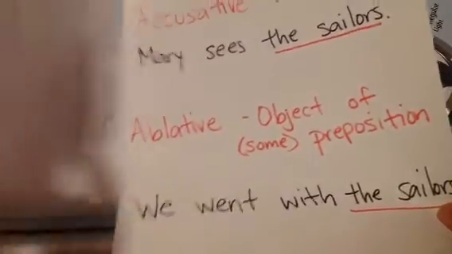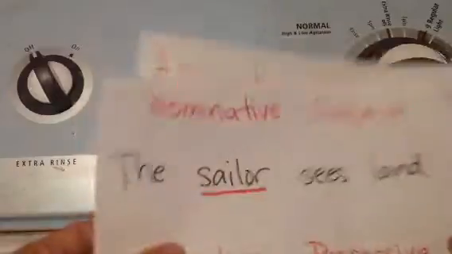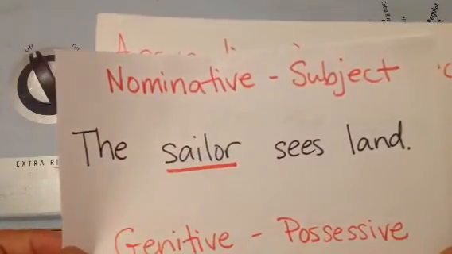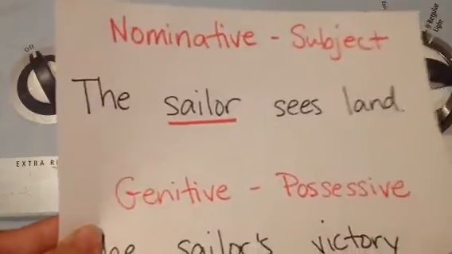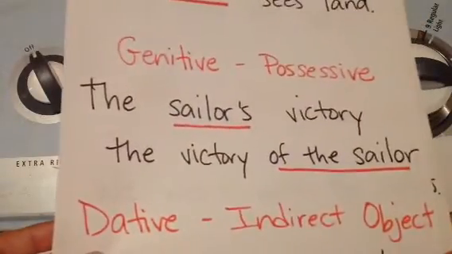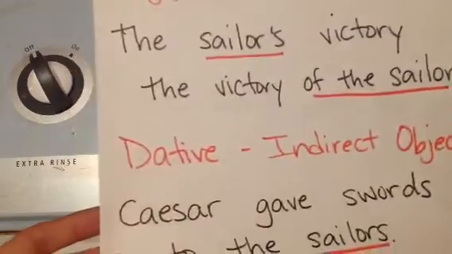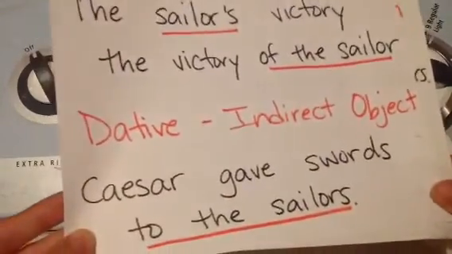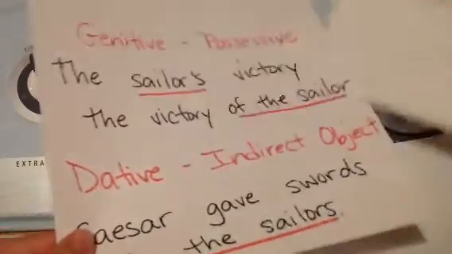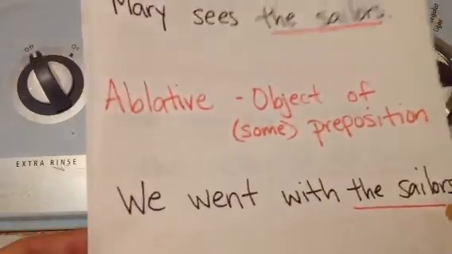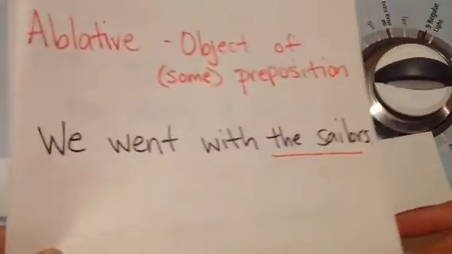So just to review, nominative is the subject. That's it, the job of the noun in the sentence. Genitive is used when the noun is showing possession. Dative is used when the noun is the indirect object. Accusative is used when it's the direct object. And ablative is used to show the object of the preposition.